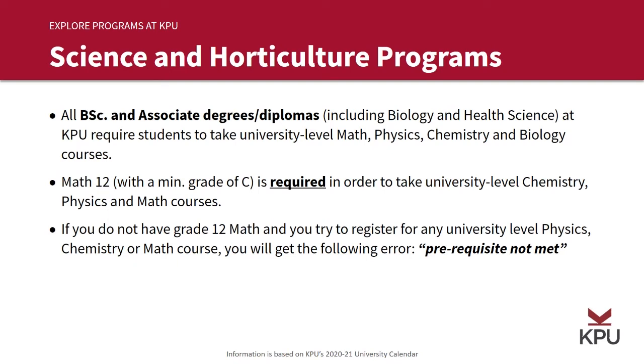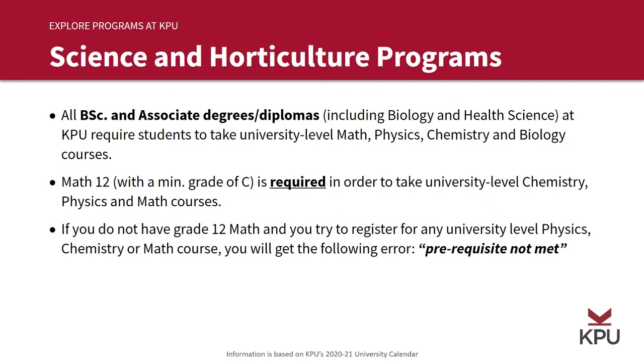Why I'm explaining this is that many students assume that because they are accepted in the science faculty, they are automatically eligible to do a first-year chemistry course, bio course, or math course, but there are prerequisites for that. And the main important one, as you see on the slide, is Math 12. So if you do not have grade 12 math, you will not be eligible to register for university-level physics, math and chemistry courses, because this is a prerequisite.